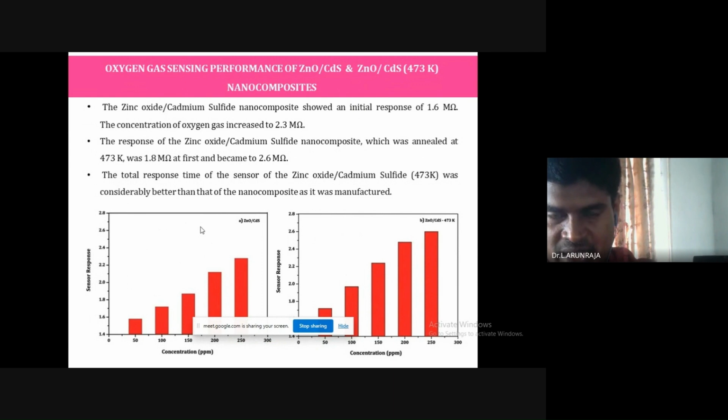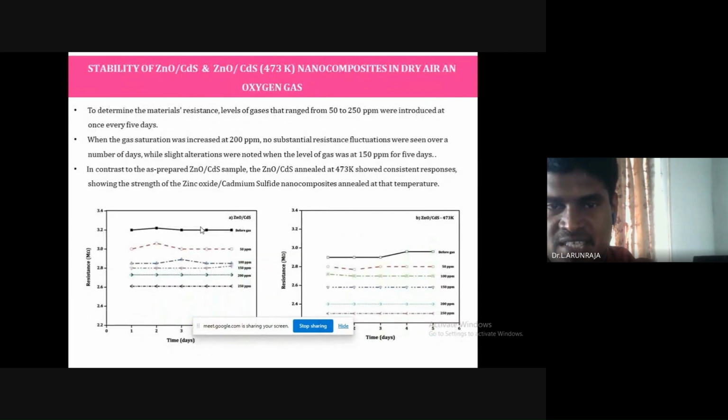The total response time of the sensor of the zinc oxide cadmium sulfide was considerably better than that of the nanocomposite as manufactured. The stability of ZnO-CdS determined the material's resistance level to gases, with gas range from 50 to 250 ppm.